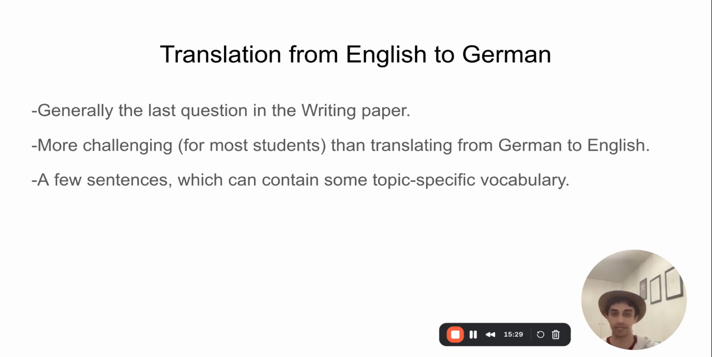Again, the translation from English to German would only be a few sentences. Sometimes there'll be individual sentences on the page. Often there'll be a full chunk or paragraph, which can and normally do contain some topic-specific vocabulary pertaining to the topic that's relevant there.